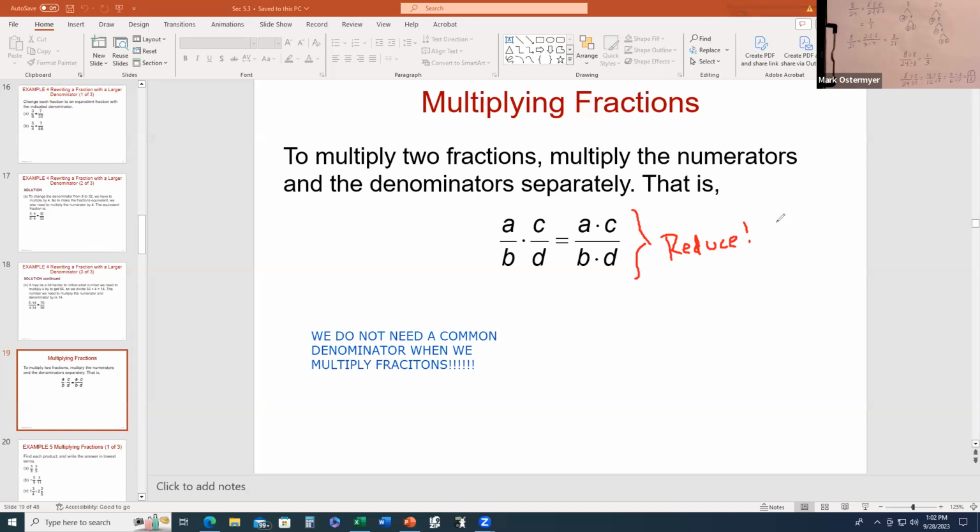Okay? All right, so in general, that shows us how we multiply fractions together. Notice the denominators are not the same here, and they don't have to be the same. So please don't try to get common denominators when you're trying to multiply fractions together. You don't need them.